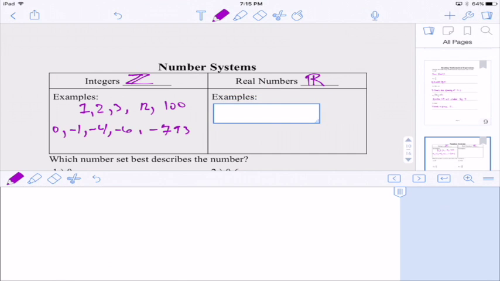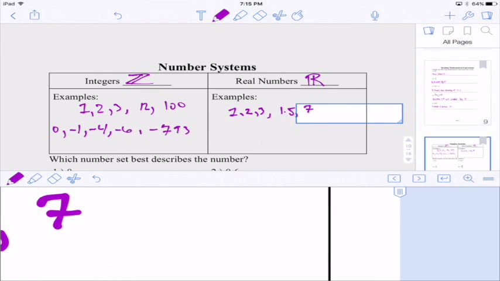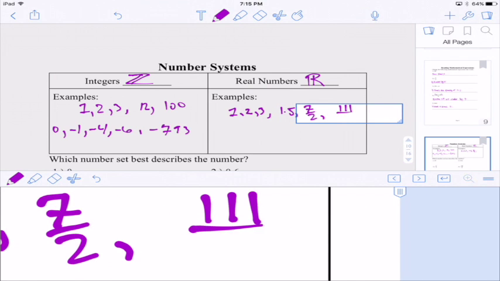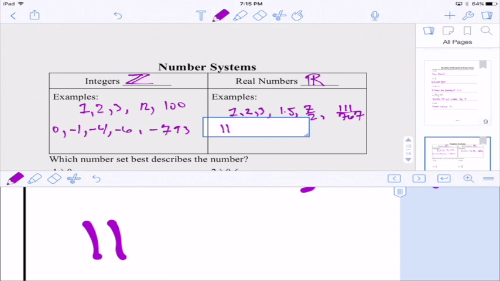Real numbers include everything. So real numbers are integers like 1, 2, and 3, but there's more than that. There's also like 1.5, there's like 7 halves, or 111 out of 767. What else is there? There's pi, which is 3.14159, and so on. That goes on and on forever.